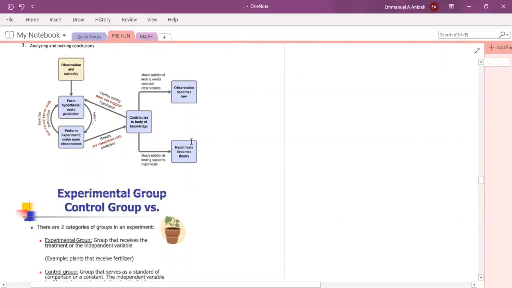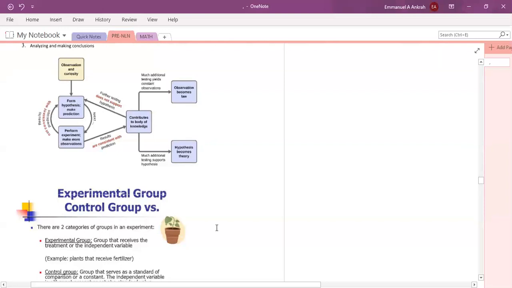Then if you do more tests on a theory, and the theory always holds, no matter what you do, then that theory becomes a law. Like a law of gravity. No matter what you do, if you throw something up, it will always come down. So it's a law, the law of gravity.